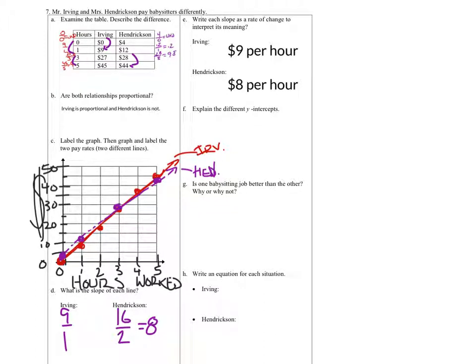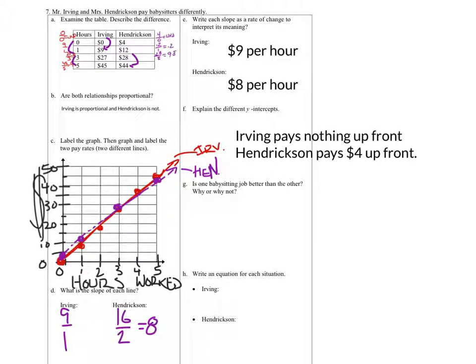Gavin? Well, I just have a question. The Y-intercept is telling us how much they started you at. Meaning that, let's say Hendrickson said, you know what, I decided not to have you babysit. Here's $4. Bam. There you go. So the different intercepts, and also Irving's not going to pay you anything, which probably guarantees that he will leave the babysitter. Okay? I would rather have. So explain the different Y-intercepts. That is it. There we go.